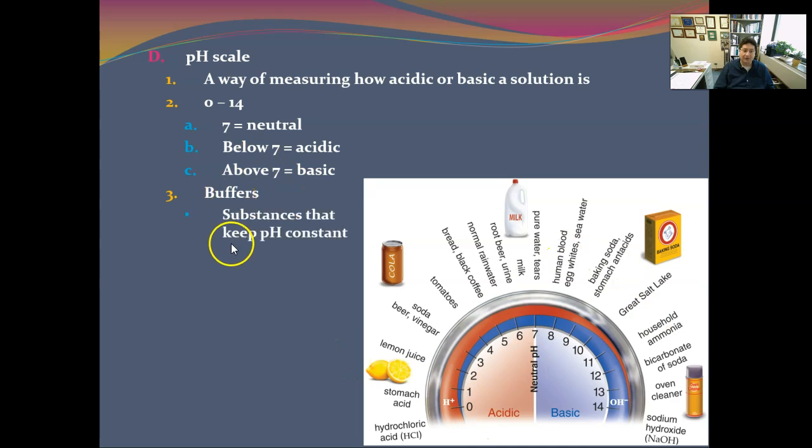A buffer is any substance used to keep pH constant, prevent it from changing too much, or at least beyond a range that we want.